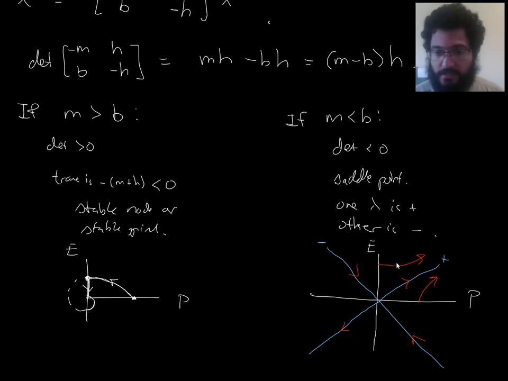Okay, so basically your egg population, your number of eggs and your population, just shoots off along this line here and just approaches this line. But both are growing, population and eggs. It's a population explosion. Okay, so if your mortality rate is higher than your egg-laying rate, then everyone dies. If mortality rate is lower than the egg-laying rate, then there's a population explosion. Stable node or stable spiral, depending on other things, and here, saddle point.